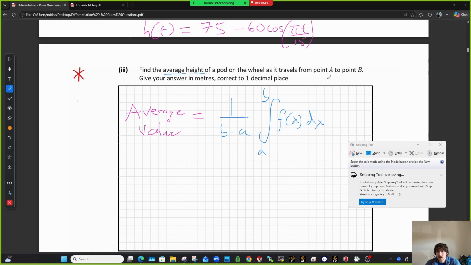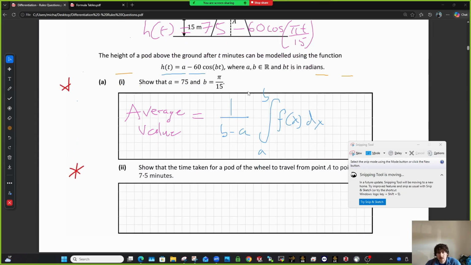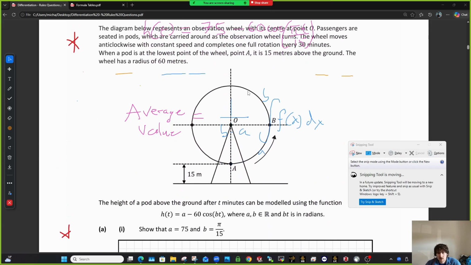It wants it as the pod travels from point A to point B, so in this question they're going to be times. That's why this is part 2. I think the wheel starts at A, and we can check this. If you put 0 in, the cosine of 0 is 1, so we get 75 minus 60 times 1. So yes, the problem starts when the wheel is at A.